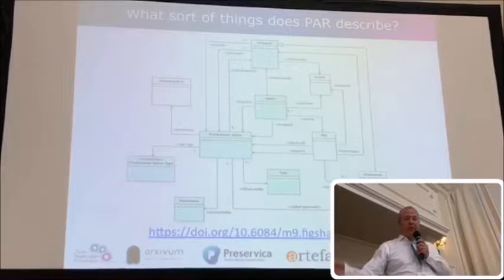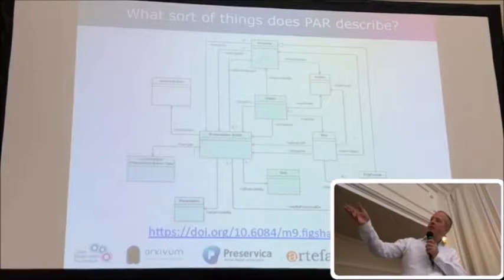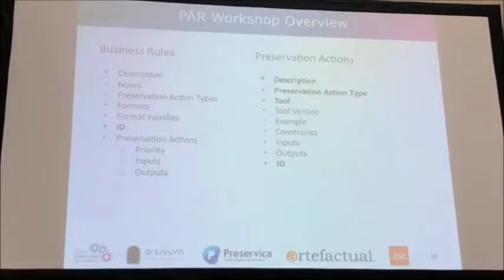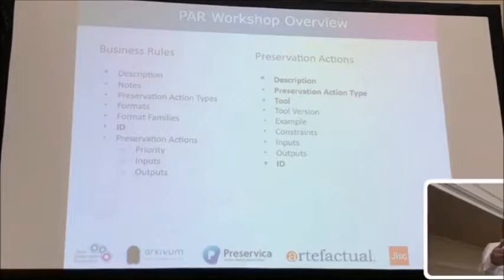So here we have a picture we showed earlier. This is taken out of the iPres paper. There are 10 different entities described in this model. I'm going to focus on just the two I mentioned before, the business rule and the preservation action, and I'm going to describe them in a little bit of detail so that this afternoon we can go through and try creating examples of those. So these other entities in the model are really about supporting those two concepts: business rules and preservation actions.